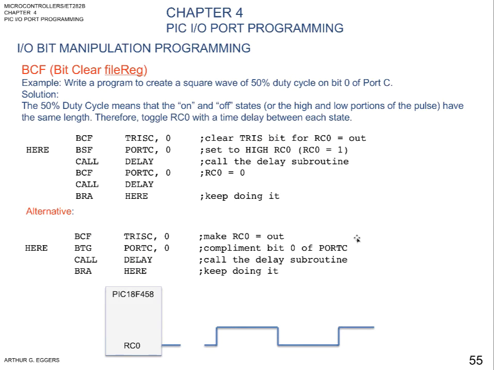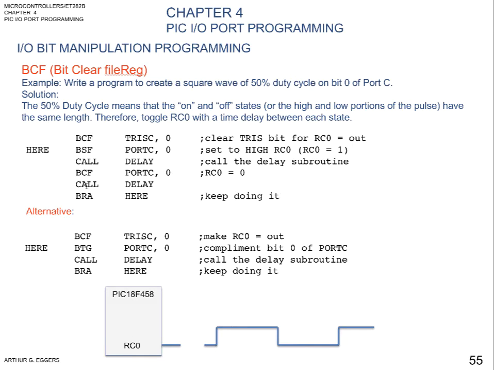Okay, we got again another little example here. Write a program to create a square wave of 50% duty cycle on bit 0 of port C. 50% duty cycle means that the on and off states, or high and low portions of the pulse, have the same length. Therefore, toggle port RC0 with a time delay between each state.